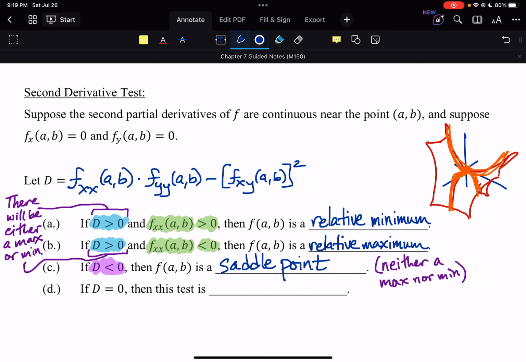And then we have our last case. This is the case when D equals 0. If D equals 0, then this test is inconclusive. So this is the unfortunate outcome out of all of these, because that means there's not much we can do with it using this technique. This is, for our purposes in here, relatively uncommon.